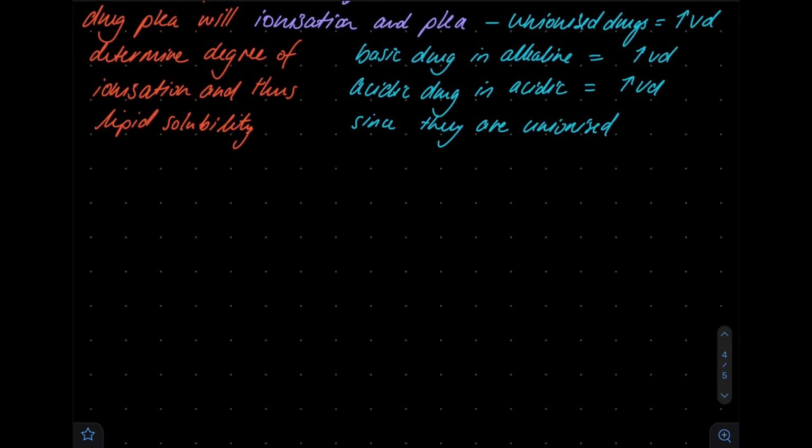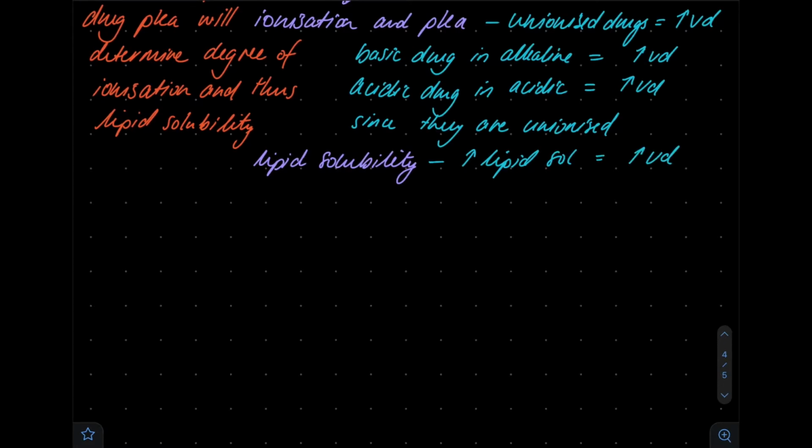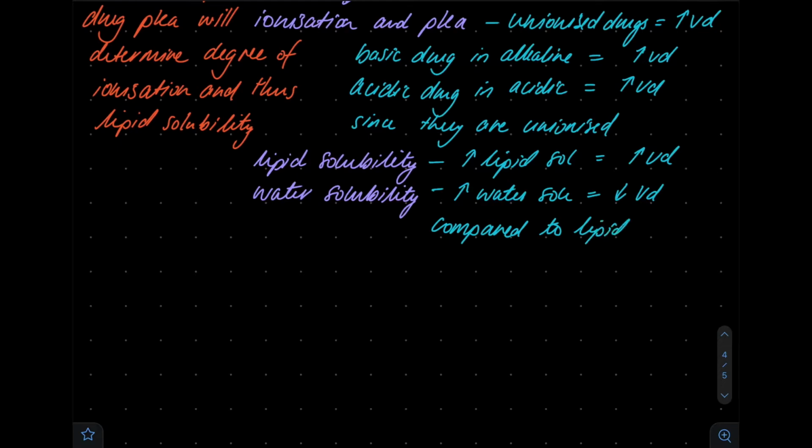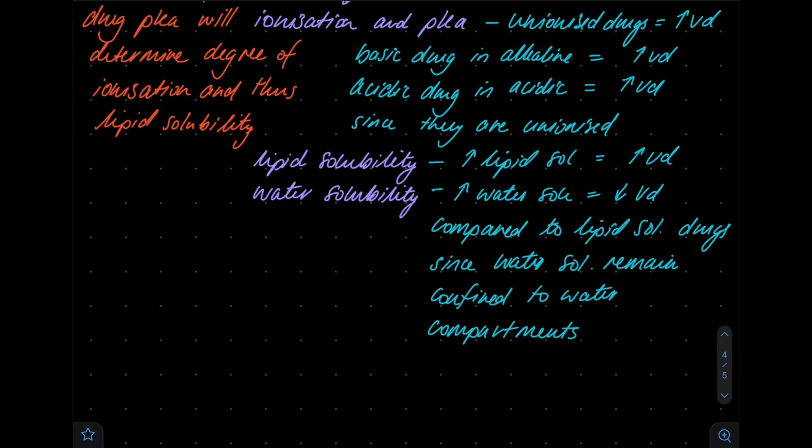Next, the intrinsic lipid solubility of the drug will affect the volume of distribution such that a higher lipid solubility will increase the volume of distribution. This is because these drugs readily cross cell membranes and distribute easily throughout the body. For water solubility, the higher the water solubility, the lower the volume of distribution compared to lipid-soluble drugs, since water-soluble drugs will remain confined to compartments that have high water content and have difficulty crossing lipid cell membranes.